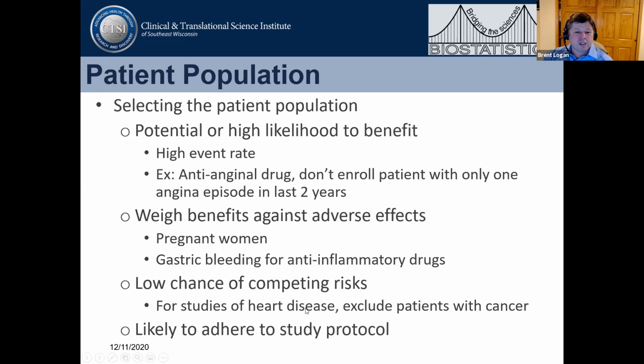So in studies of heart disease, if you have patients with cancer in there, the cancer may serve as a competing event and cause mortality that prevents you from following them for heart disease. And then ideally you want them to be able to adhere to the study protocol, although this is certainly a challenge to identify those patients.